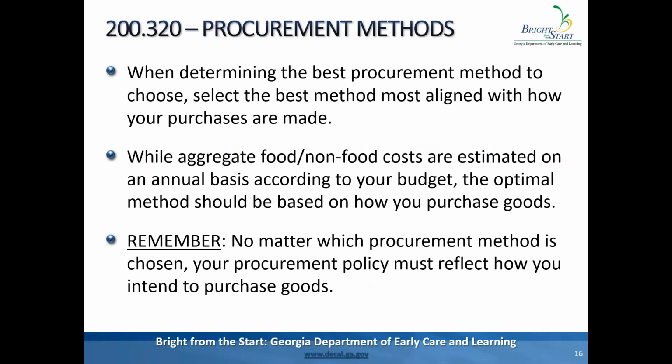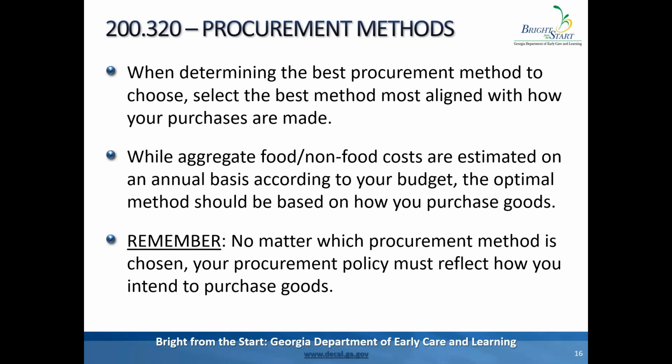So in 2 CFR 200-320, this is where we discuss the procurement methods. When determining the best procurement method to choose, select the best method most aligned with how your purchases are made. While aggregate food and non-food costs are estimated on an annual basis according to your budget, the optimal method should be based on how you purchase your goods.